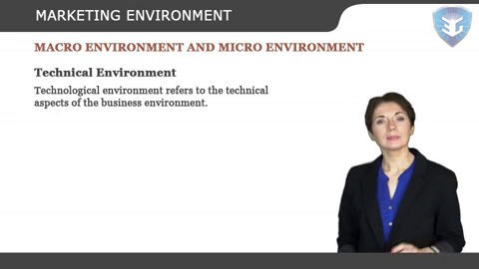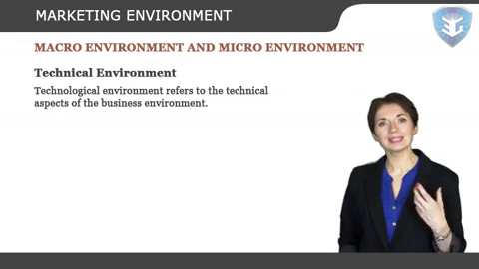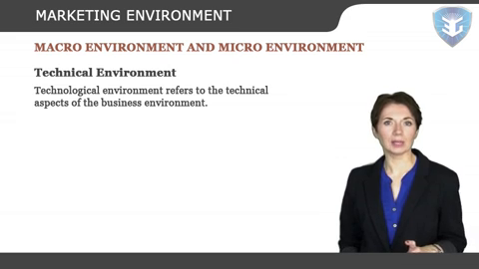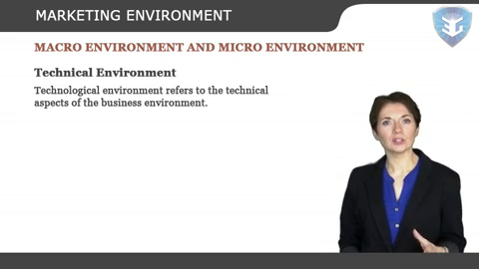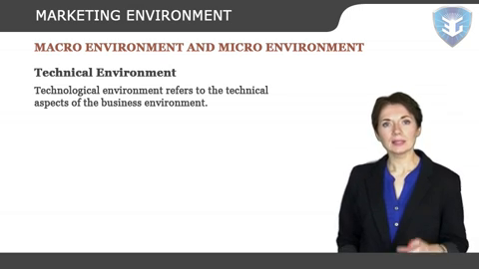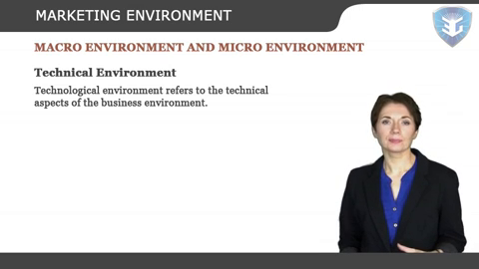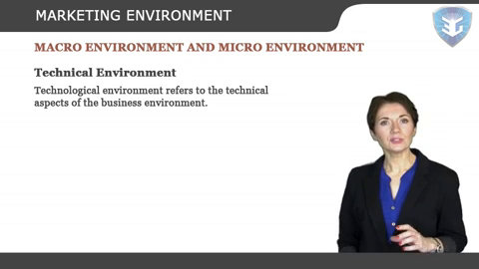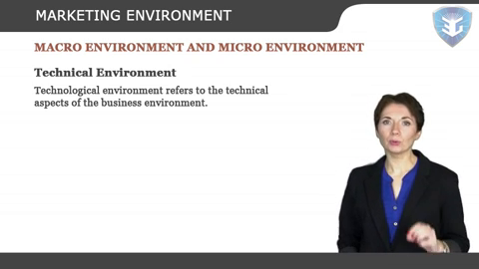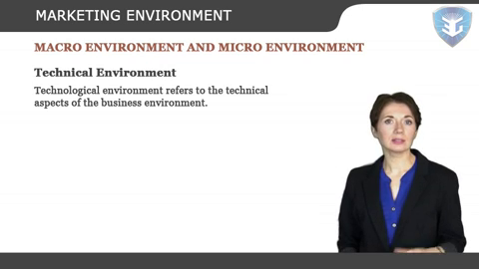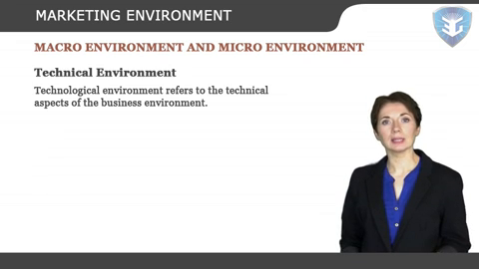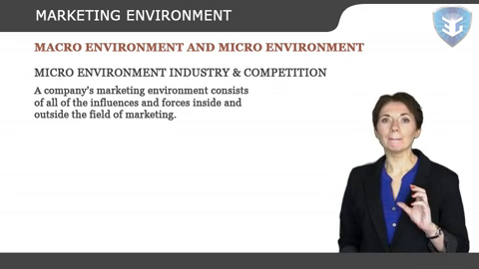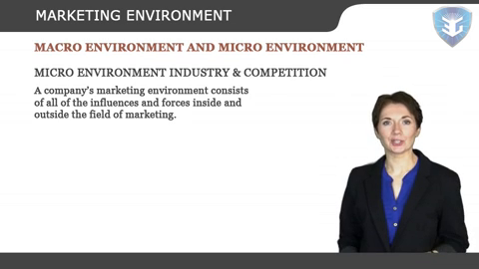Technological environment. Technological environment refers to the technical aspects of the business environment and may include the level of automation available in the current times, technical facilities and infrastructure, rate of technological progress, and research and development activities. These factors may assume decisive proportions and may impact the cost, quality, and scope of innovation for a product, service, or commercial utility. Let's now learn about microenvironment, industry, and competition.